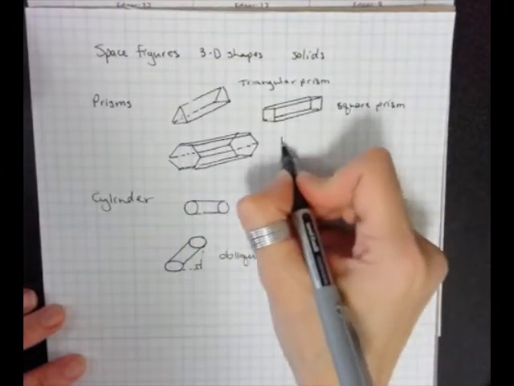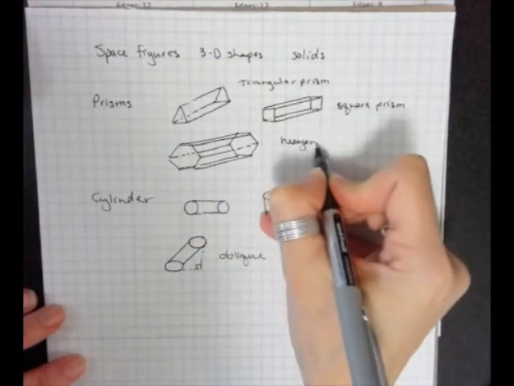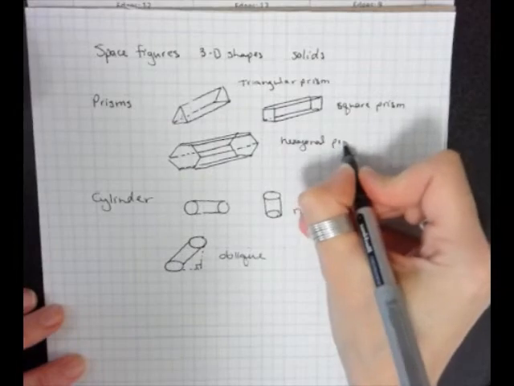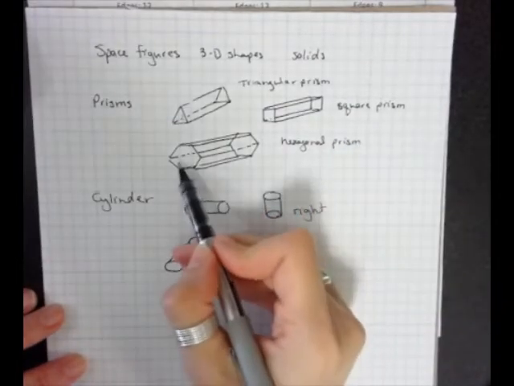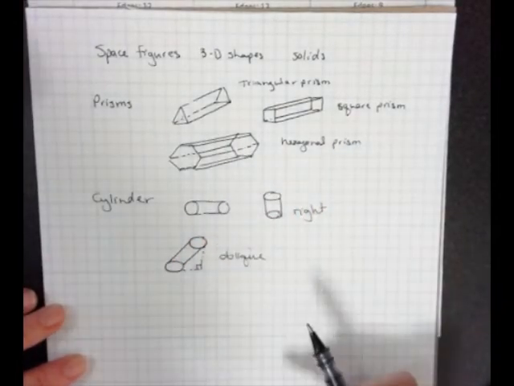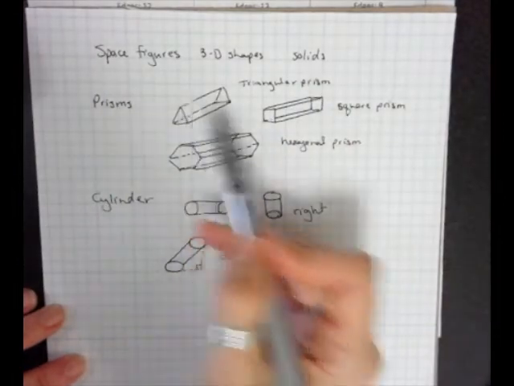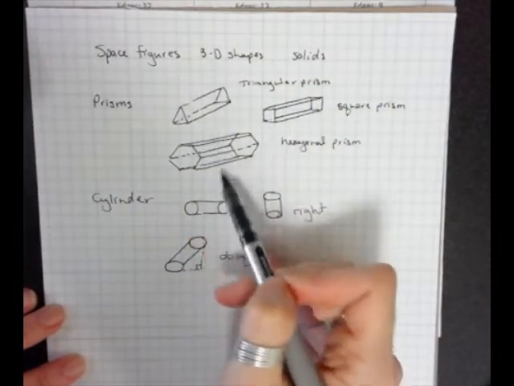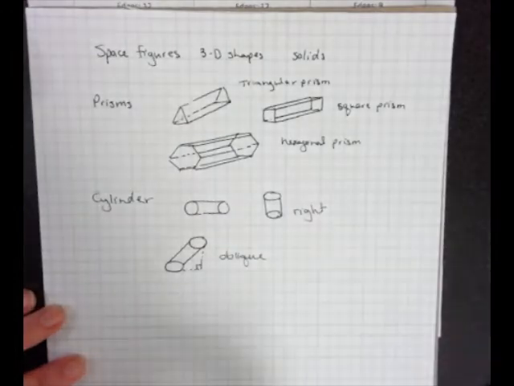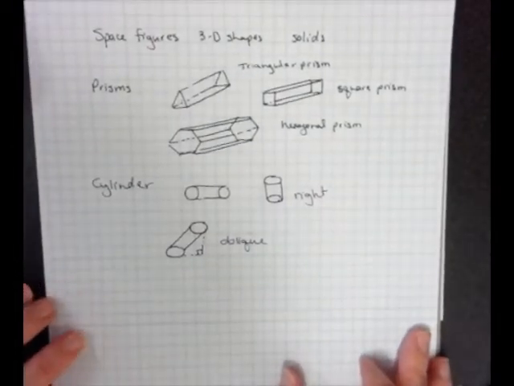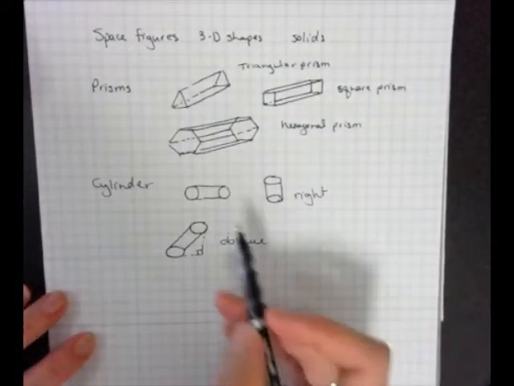And this is called a hexagonal prism, and that's because these two bases are hexagons. The lateral area, or the area around the outside of it, is made up of rectangles, okay?